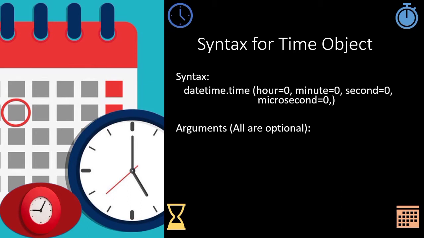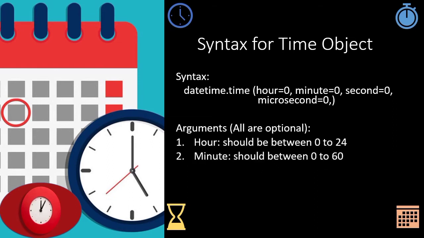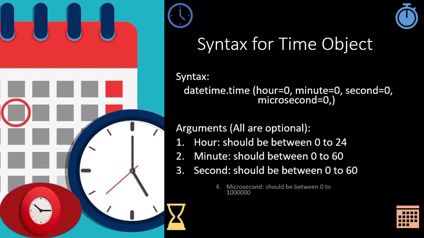Now let's discuss the acceptable values for the parameters that we have seen. Hours should be between 0 and 24, minutes should be between 0 and 60, seconds should also be between 0 and 60, and microseconds should be between 0 and 10 lakh. Now let's go for a hands-on practical.